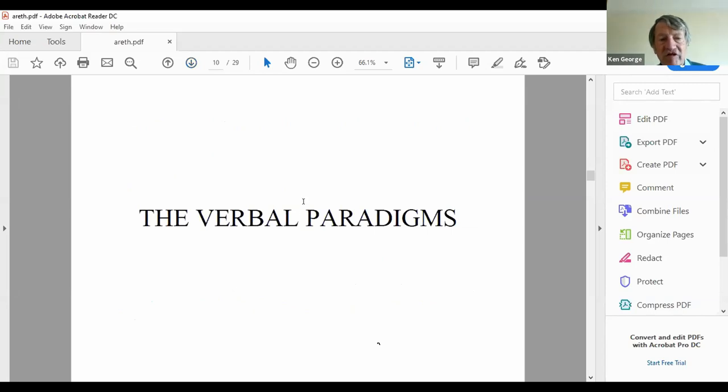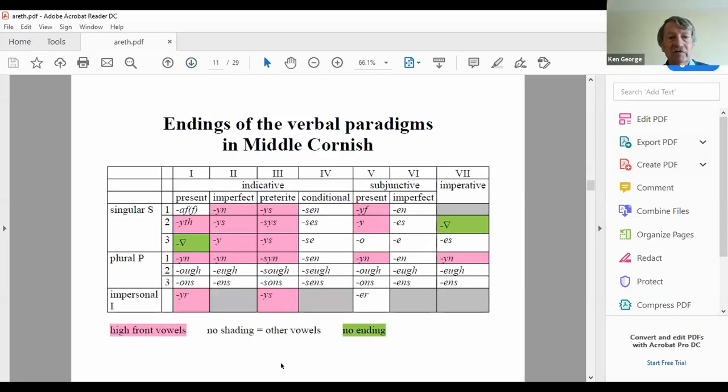I now want to go on to look at the verbal paradigms which these four different verbal nouns may have. And firstly, we look at the endings of verbal paradigms in Middle Cornish. And here we have the seven tenses, which I have labelled in Roman numbers from 1 to 7. And here we have the different persons, singular 1, 2, and 3, plural 1, 2, and 3, and also the impersonal. These are very well known in any textbook.